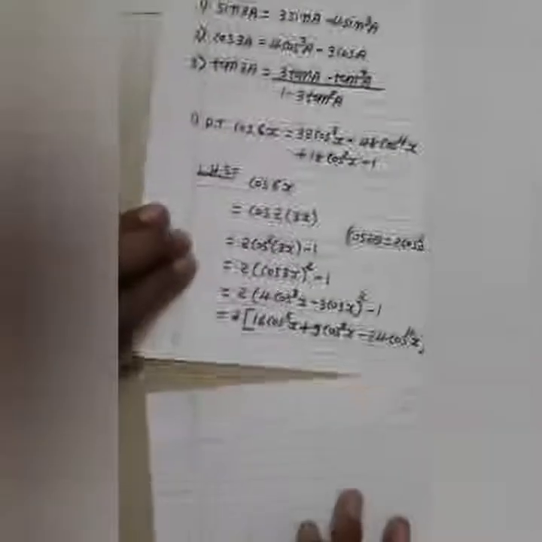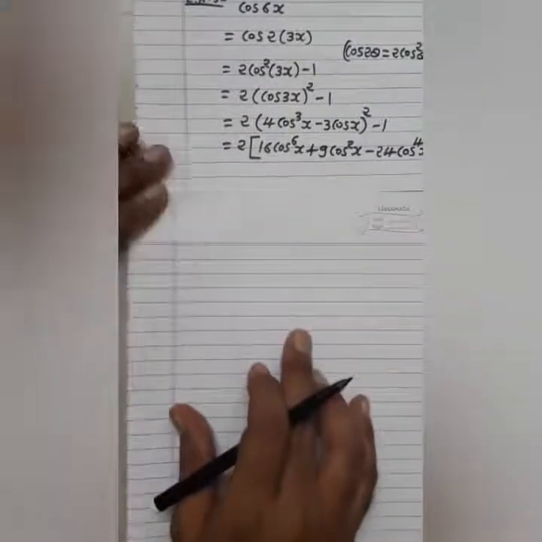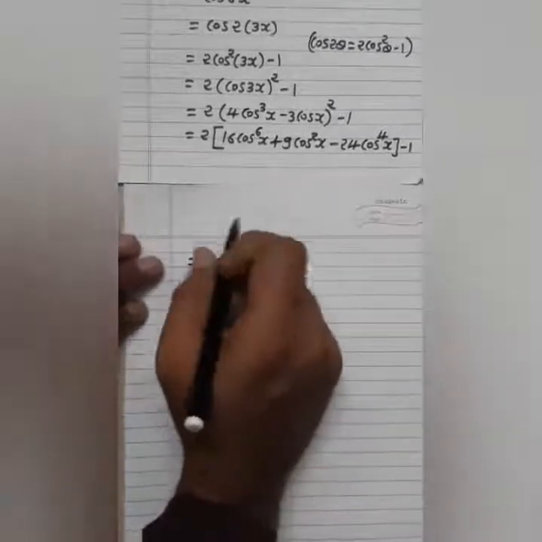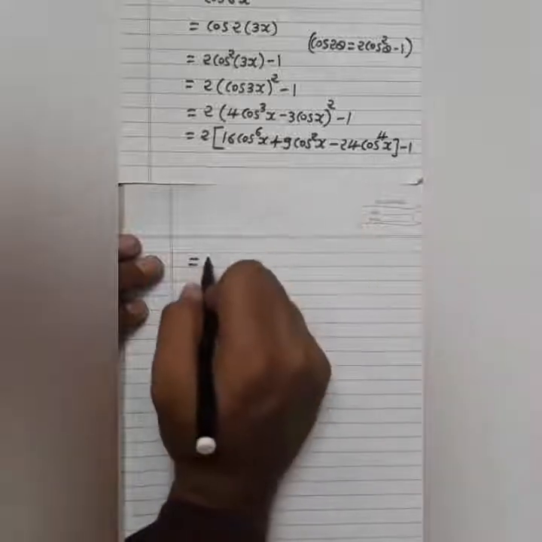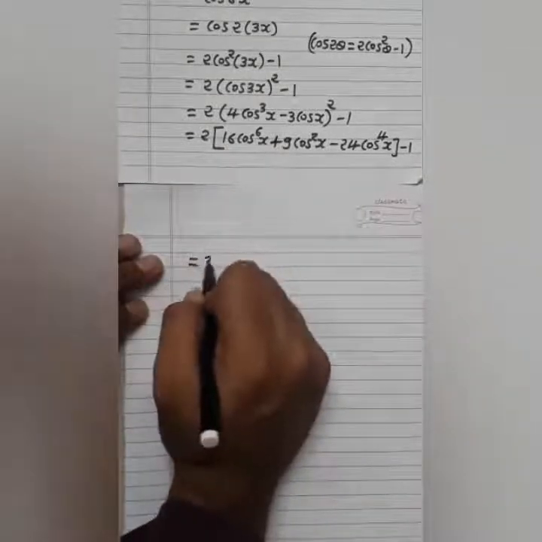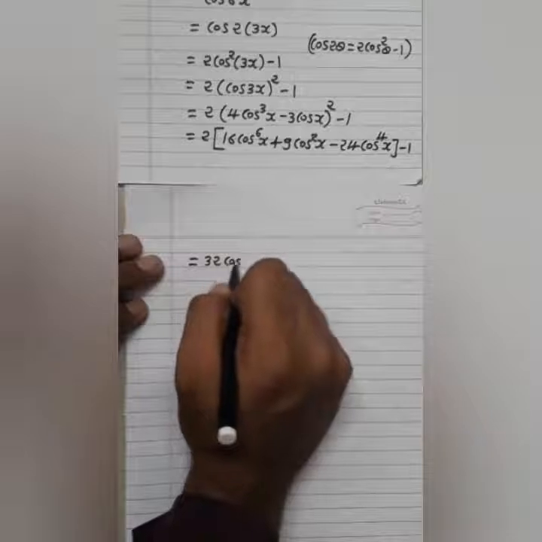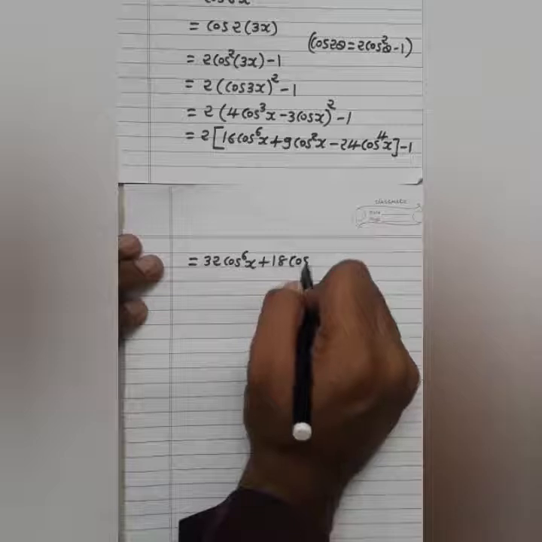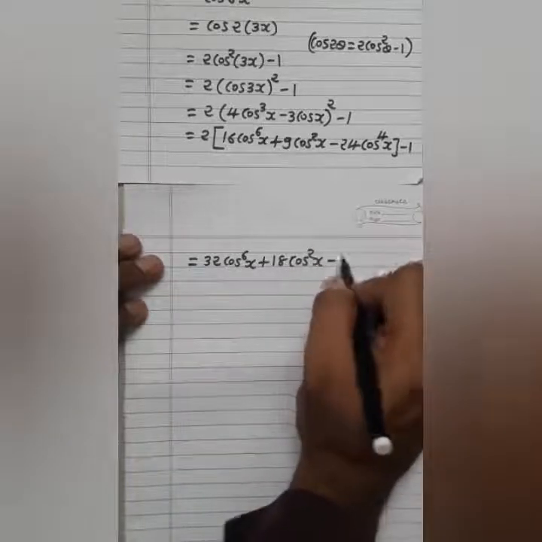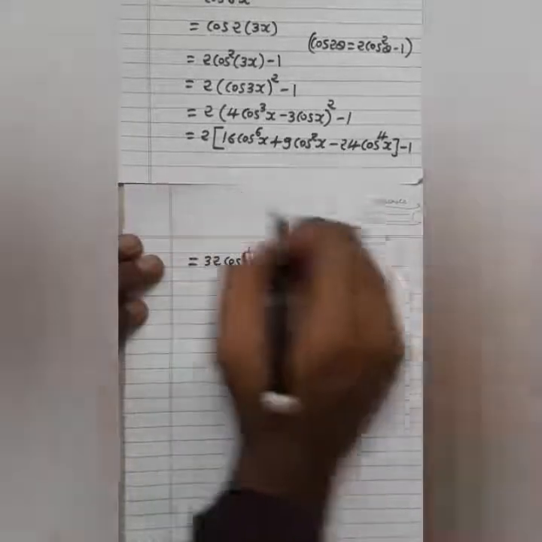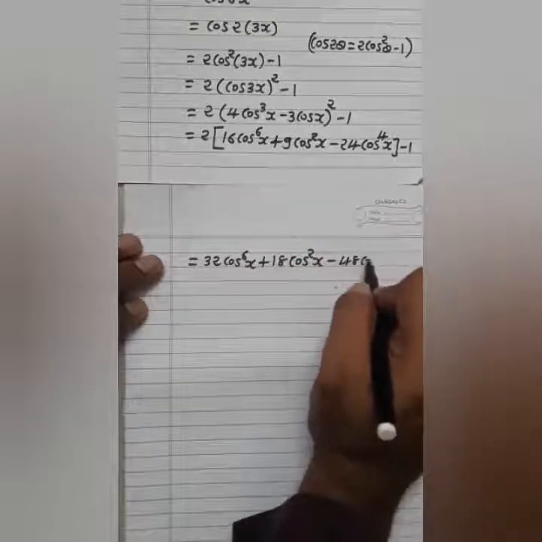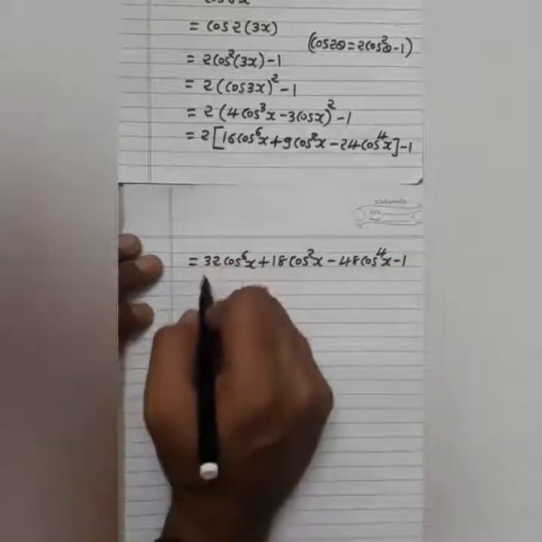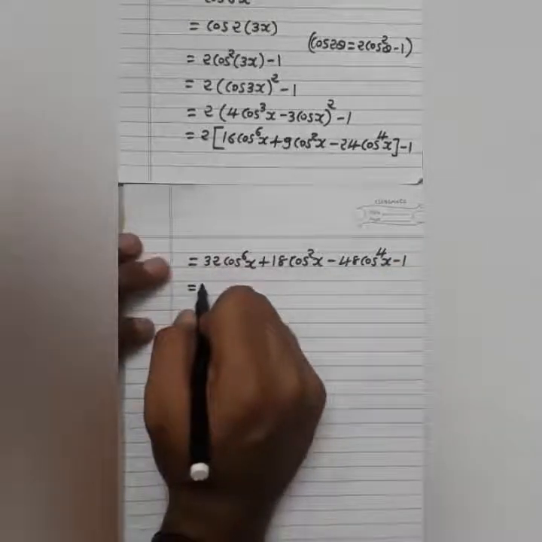Now simplify this result. So it is equal to 2 multiplied into this bracket: 16 into 2 means 32 cos raised to 6 x, plus 9 into 2 is 18 cos square x, minus 24 into 2 means 48 cos raised to 4 x, minus 1, which is equal to the RHS side.